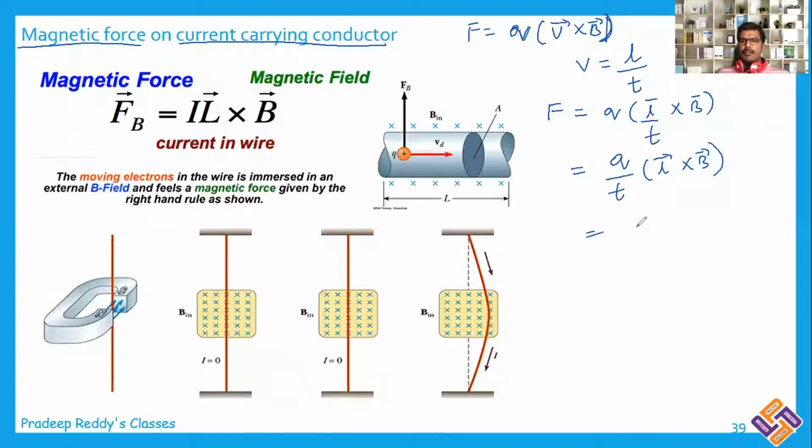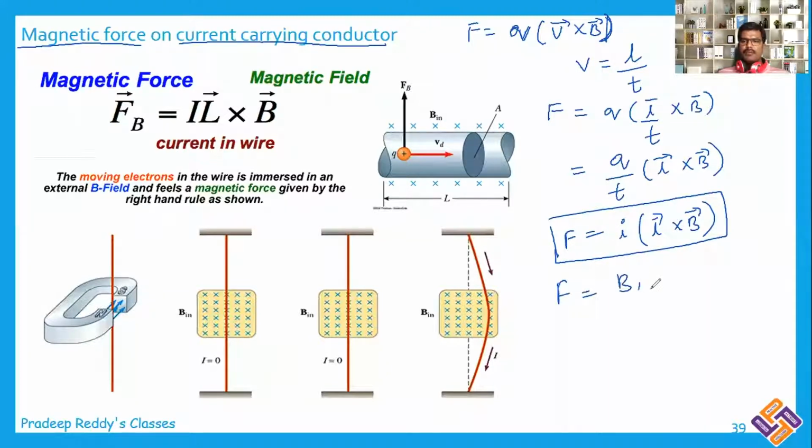What is q by t? q by t is equal to I, the current in the conductor. So F is equal to I into L bar cross B bar, and this can simply be written as F is equal to BIL sine theta n cap.